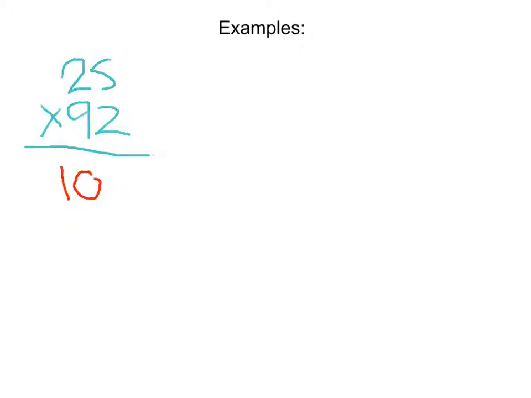An example of this is 25 times 92. You might want to pause now so you can figure out this question. What you should have done was 5 times 2 equals 10. And then cross that one out.